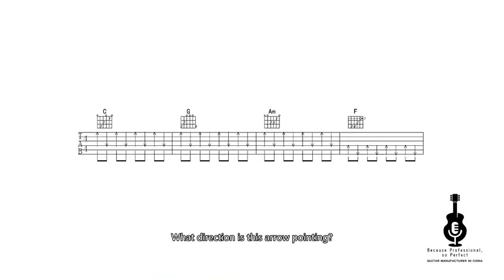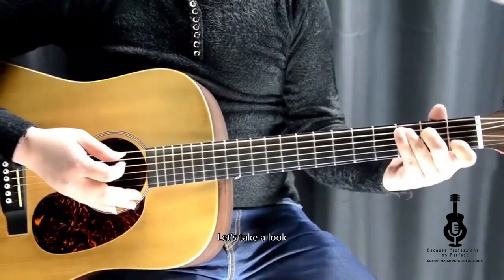What direction is this arrow pointing? Is it pointing to the first string or the sixth? You can tell. It points to the first string, which is the thinnest string. It means we start from the thick strings and strum toward the thinnest strings. That means following the markings. It starts around the fourth string, then strum down to the first string. Let's take a look.